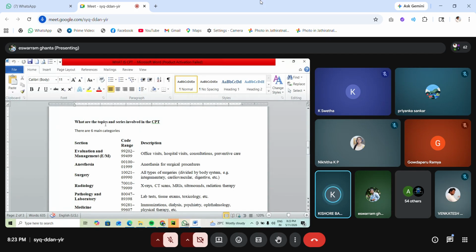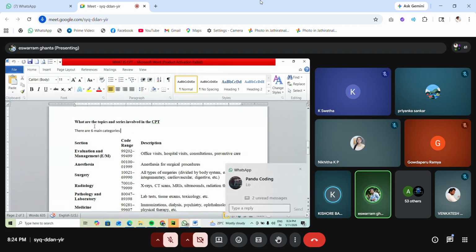Sir, the book does not have the symbols this briefly. This is not the CPT book. This is my own PPT. I will show you the book also.